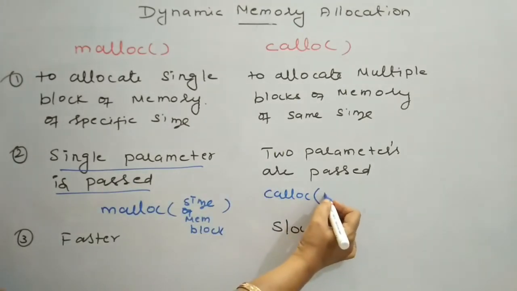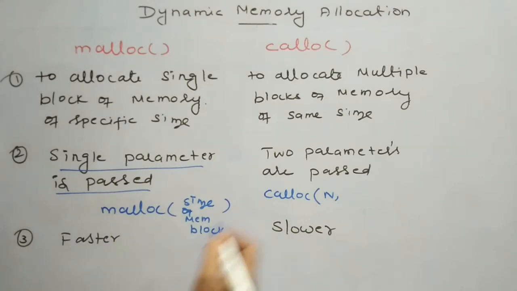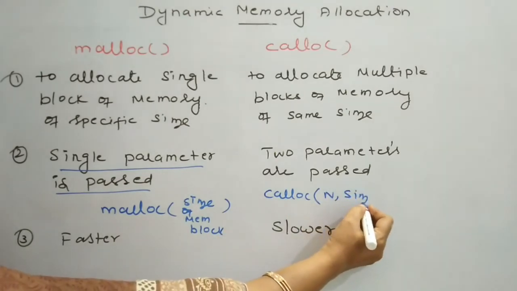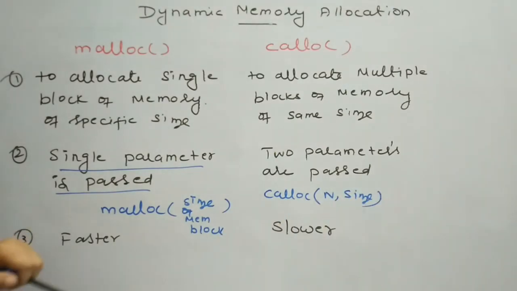First one is the number of blocks we need to allocate. Then the second parameter is the size of the block. Okay, that is the basic difference between malloc and calloc function. Single parameter is passed here, 2 parameters are passed here.